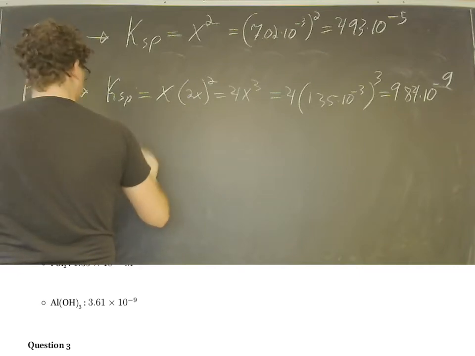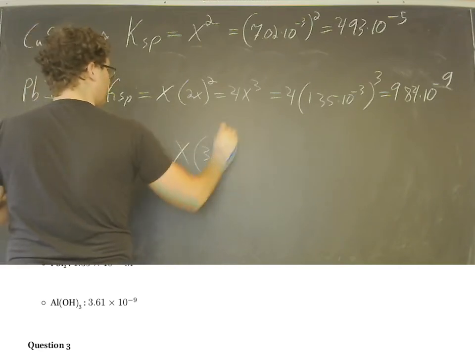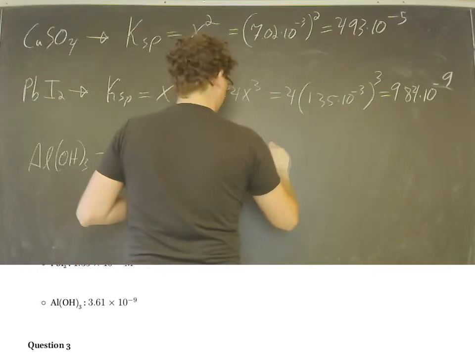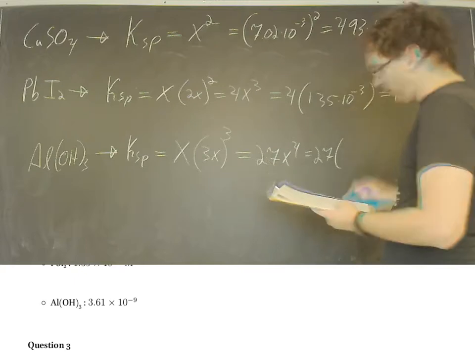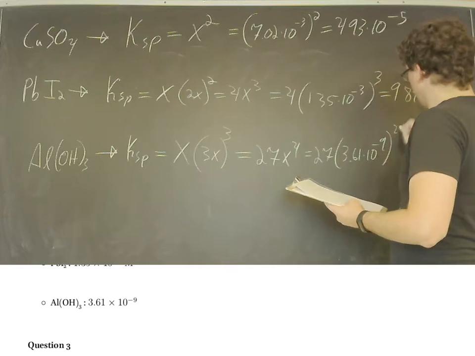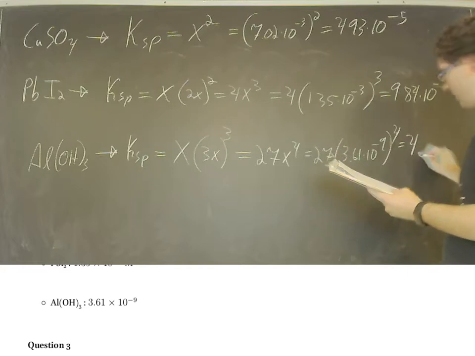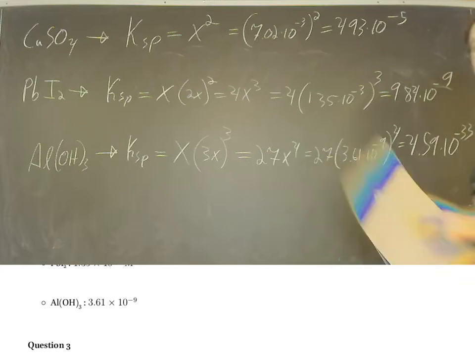The KSP here is going to equal the aluminum concentration times the hydroxide concentration cubed. And so this is going to simplify to 27x to the fourth. So we'll take 27 times that molar solubility, 3.61 times 10 to the negative ninth, and raise that to the fourth power. And what we end up with is a KSP of 4.59 times 10 to the negative 33rd power.